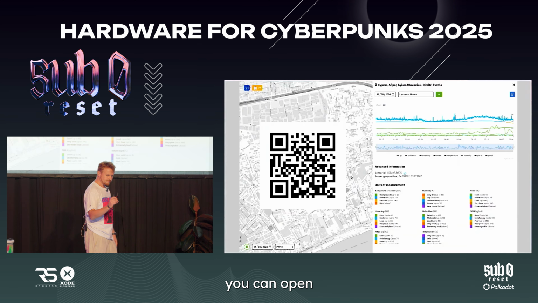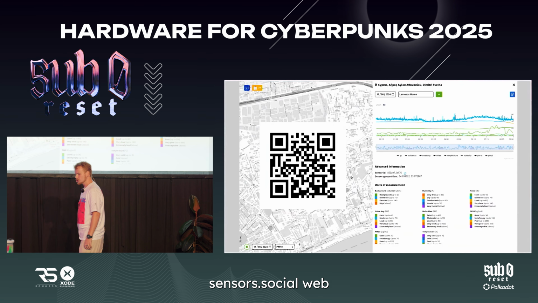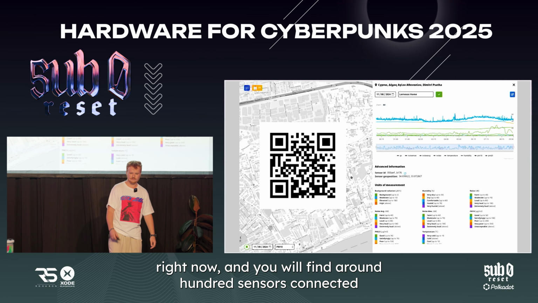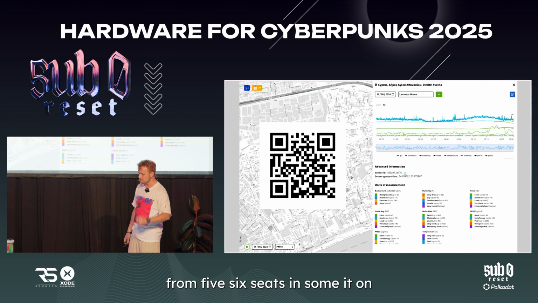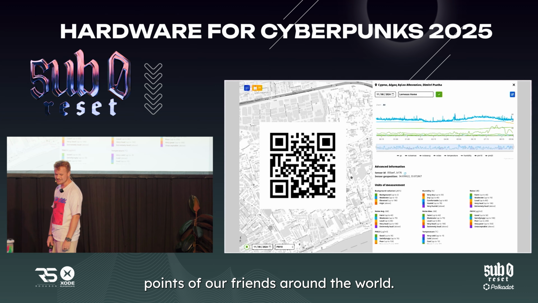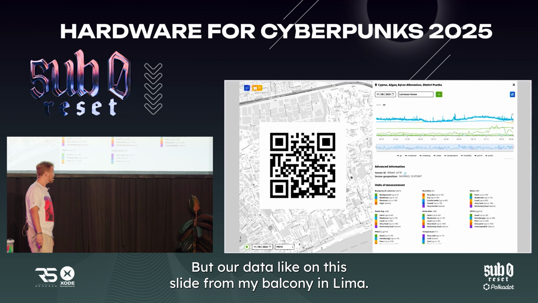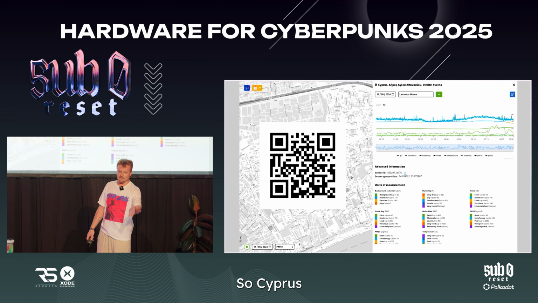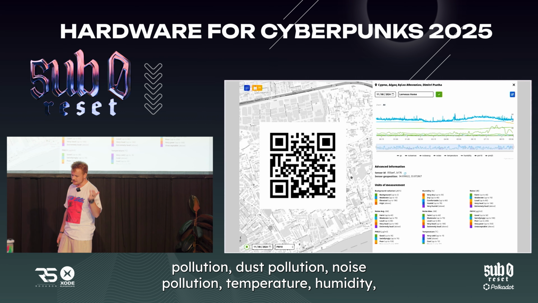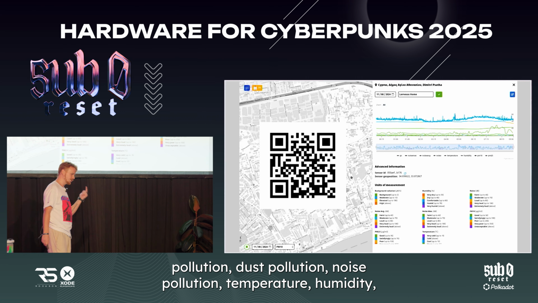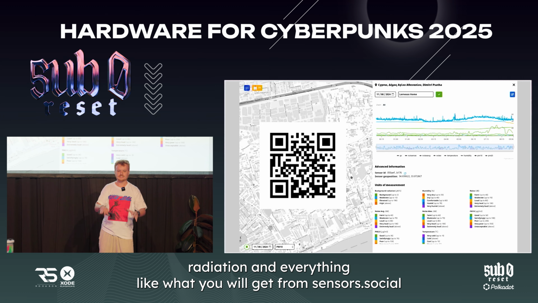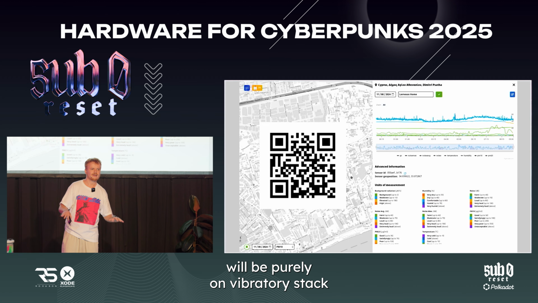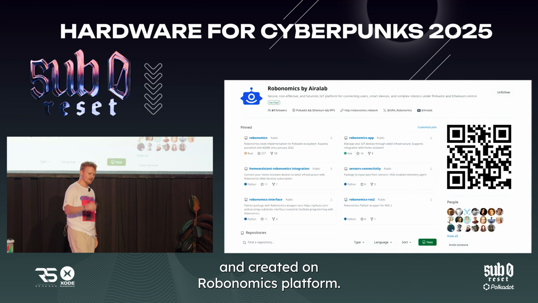You can open the sensors.social website right now, and you will find around 100 sensors connected from 5-6 cities and some lone points of our friends around the world. Our data, like on this slide from my balcony in Limassol, Cyprus, can provide dust pollution, noise pollution, temperature, humidity, radiation, and everything you get from sensors.social is purely on the Web3 stack and created on the Robonomics platform.